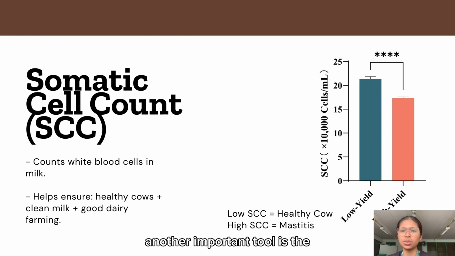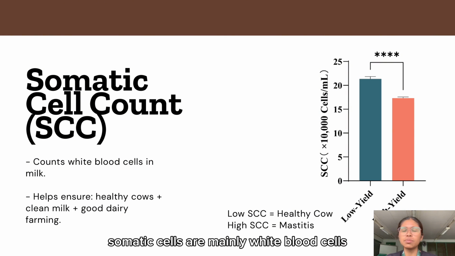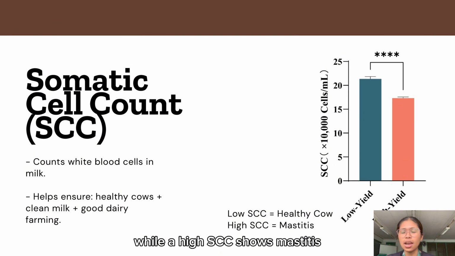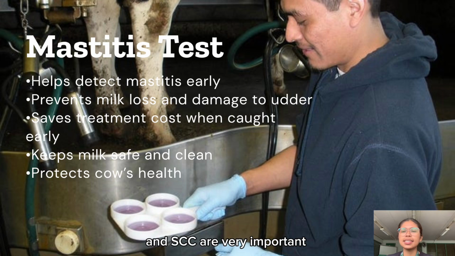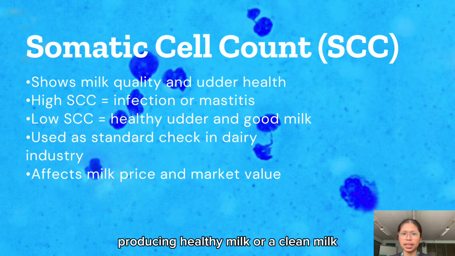Another important tool is the somatic cell count, or the SCC. Somatic cells are mainly white blood cells that increase when the udder is infected. A low SCC means the cow is healthy, while a high SCC shows mastitis or poor udder health. Both the mastitis test and SCC are very important in keeping a cow healthy, producing healthy, clean milk, and supporting good dairy farming.